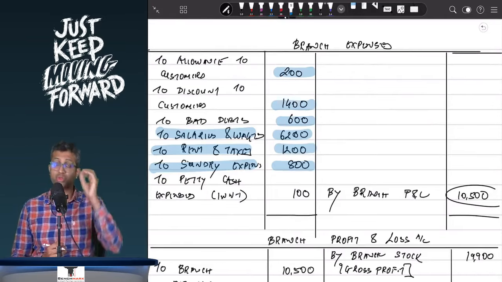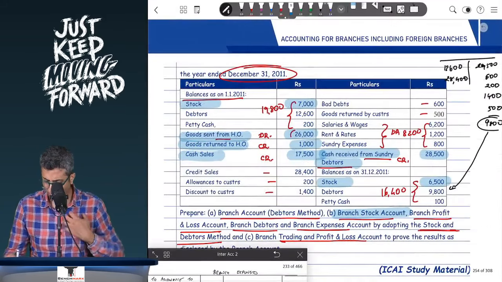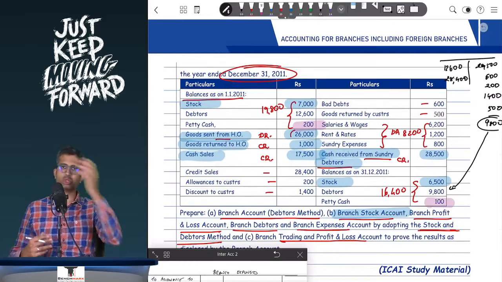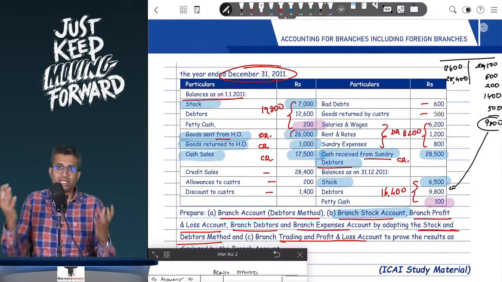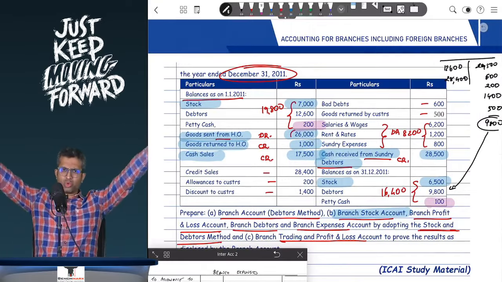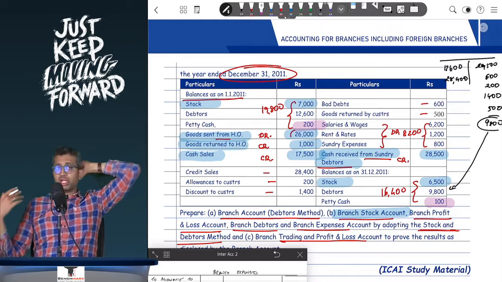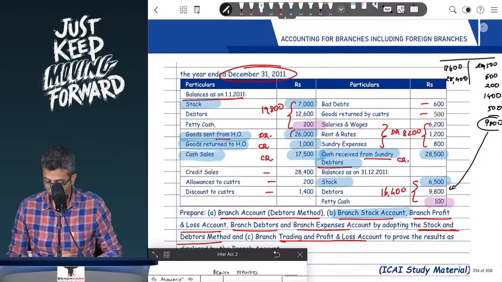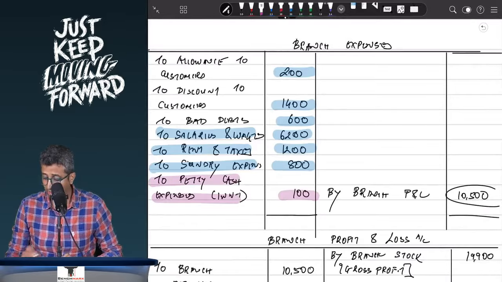One hidden adjustment, which is particularly what students miss out, is when you look at the opening petty cash, this is 200, closing petty cash is 100, which means during the year, 100 must be the petty cash expenses, which automatically gets reflected in the branch account because your opening and closing comes over there as 200 and 100. However, the stock and debtors method, this will be separately shown as petty cash expenses worth 100 rupees. And as a result, this will be your total expenses of 10,500.